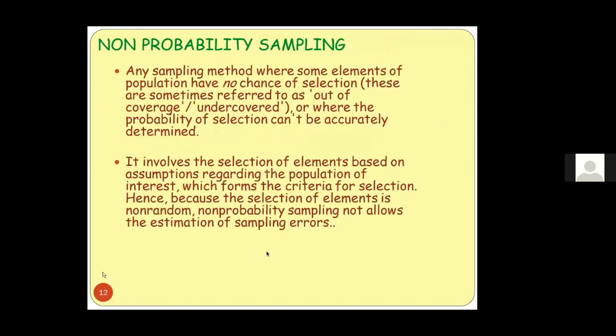In non-probability samples, some elements have no chance of being selected. It also involves the selection of elements based on assumptions regarding the population of interest, which forms the criteria for selection. For example, if we visit every household on a given street and interview the first person to answer the door, in any household with more than one occupant, this is a non-probability sample because some people are more likely to answer the door. That is, those who are unemployed, perhaps mothers at home taking care of kids, etc.